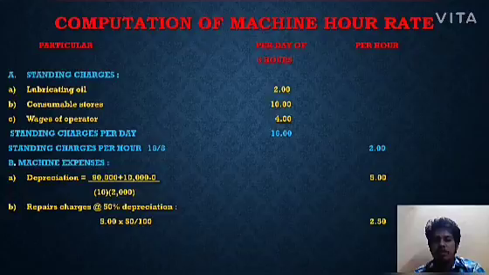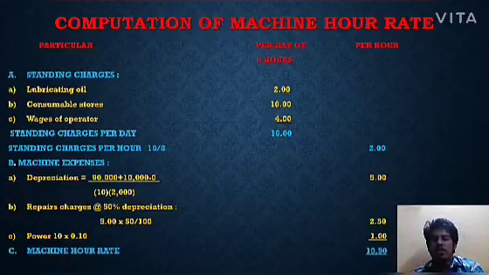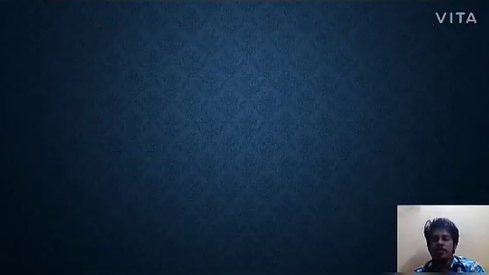And second is repair charges, 50 percent of depreciation. So 5 into 50 by 100, we get 2.50. And third is power. Power is 10 units per hour at 10 paise per unit. So 10 into 0.10 is rupees 1. At last we get the machine hour rate, 10.50.